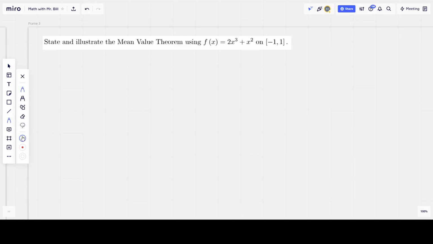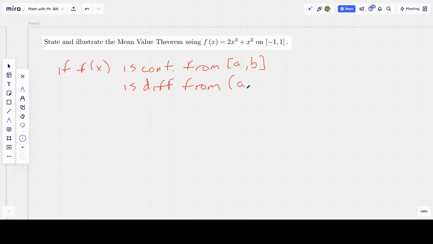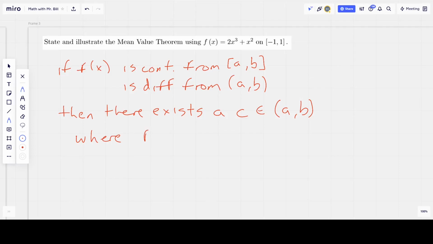So the mean value theorem, specifically involving derivatives, states that if f of x is continuous on the closed interval from a to b, and it's differentiable on the open interval from a to b, then there exists a c which is inside the open interval from a to b, where the derivative at c is equal to the slope between the endpoints of our interval. So there's the statement. And then we're going to illustrate that.